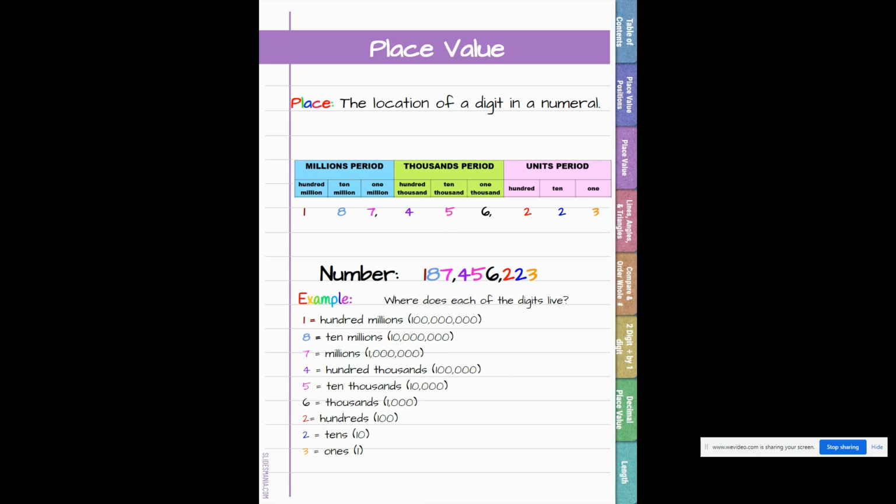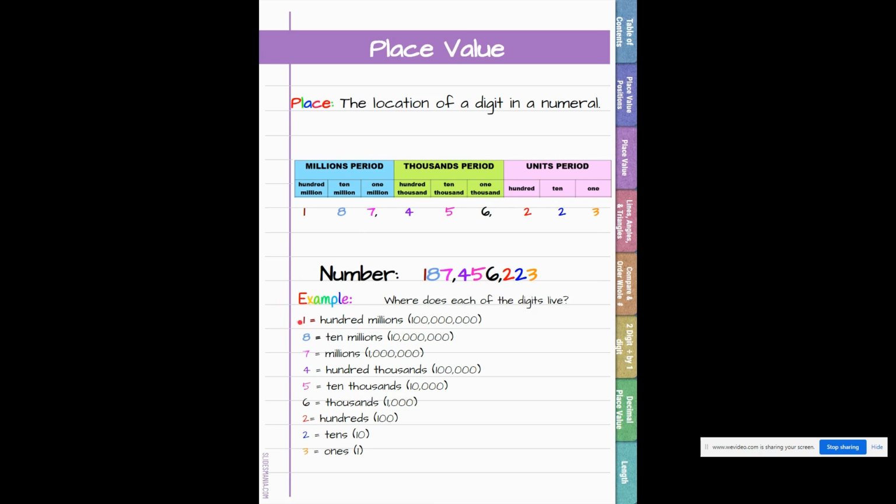Now let's talk about the place, the location of a digit in a numeral. If we have the number 187,456,223 and we want to know where do we find each of these digits in the place value. So using a place value chart, this will help us organize our information. If you put the numbers underneath each place, it'll be very easy to locate where each digit lives.